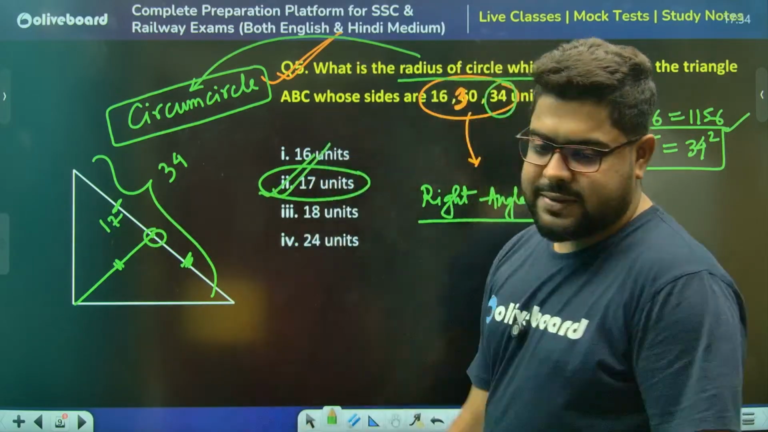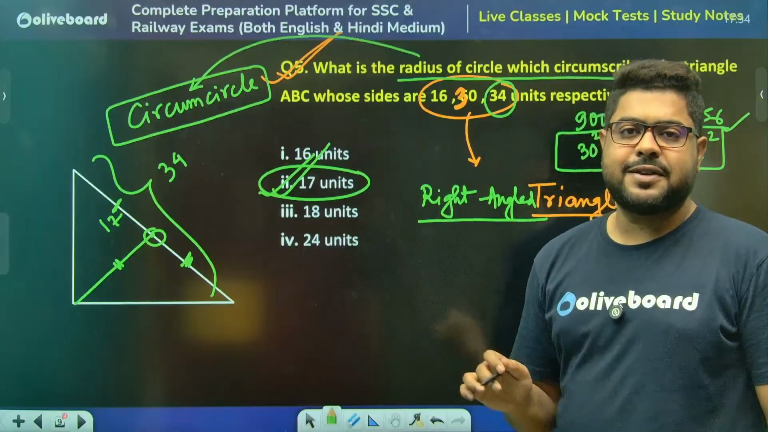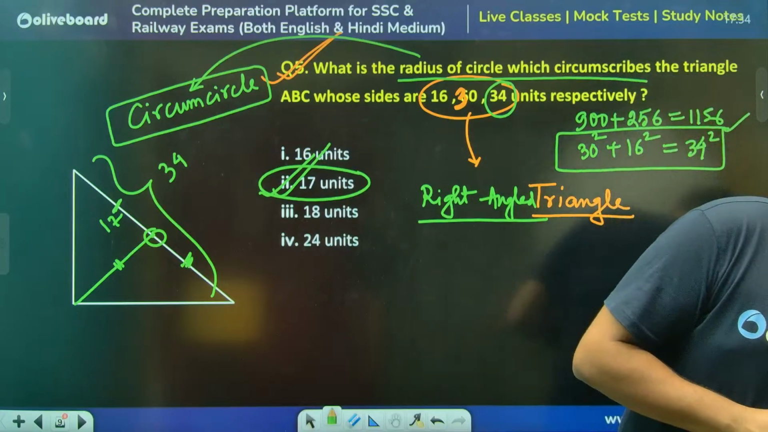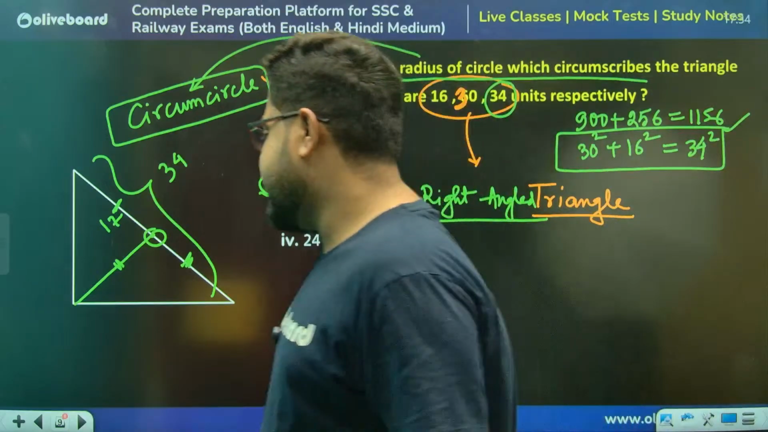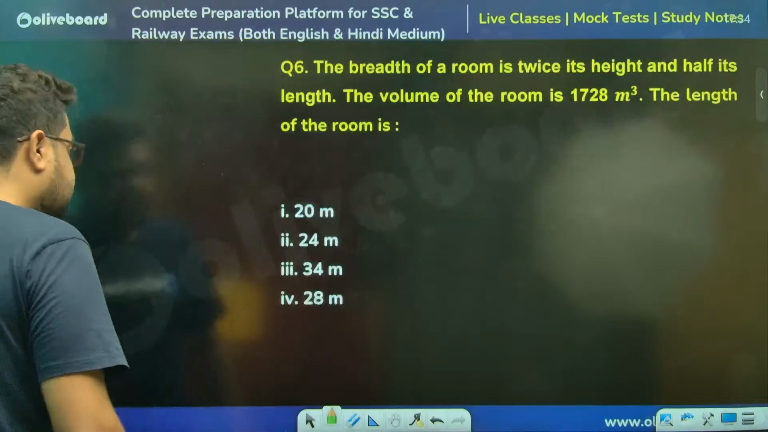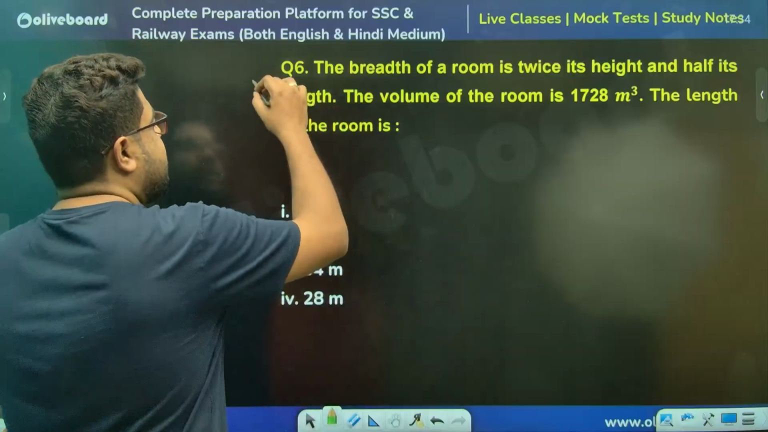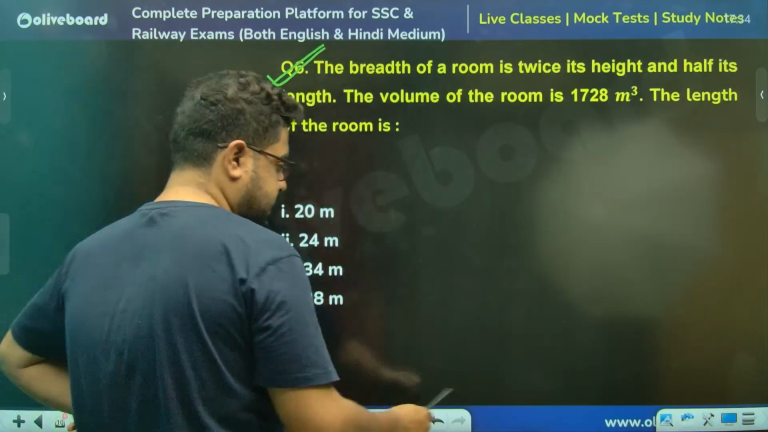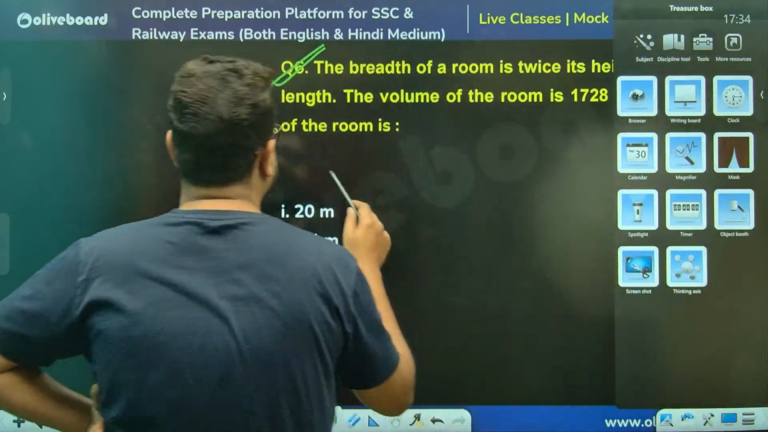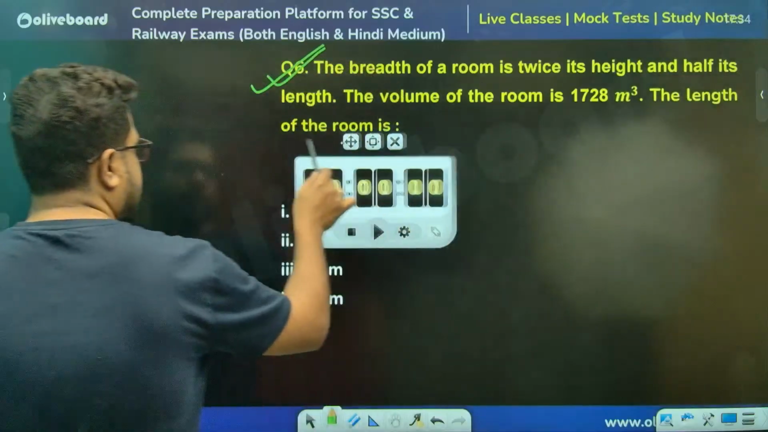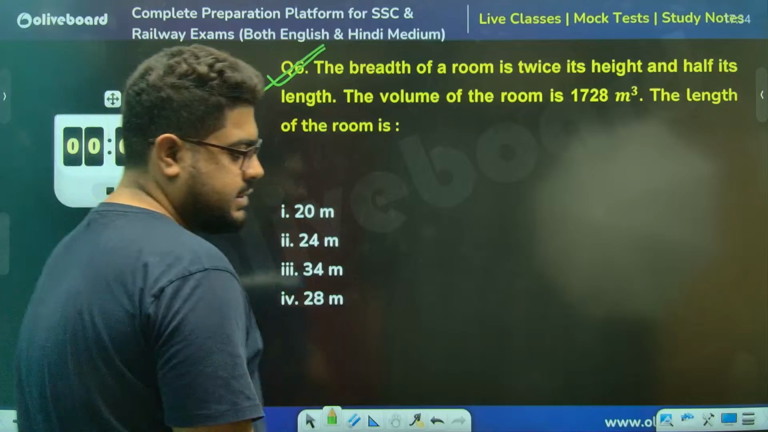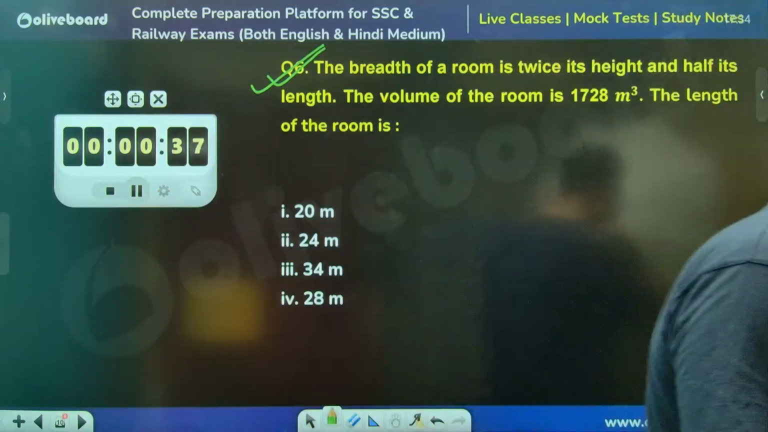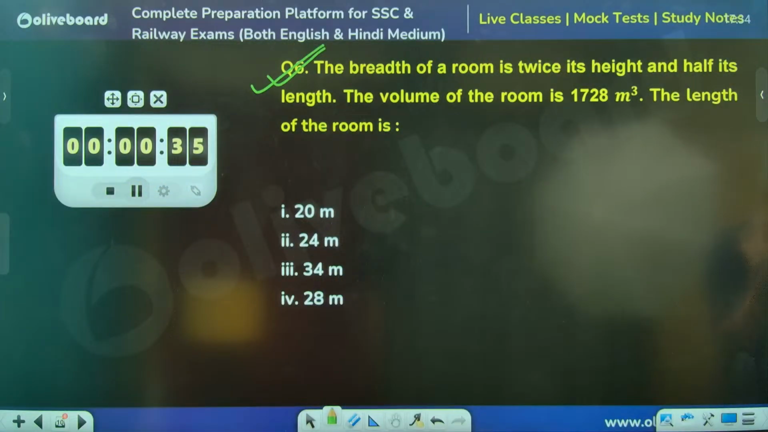Look, nothing needed to be done. All about concept, sir. All about concept. Perfect. Yes, Sanidhya, right angle triangle. Sir, a 2D mensuration question has come. 40 seconds, quickly. Solve this, sir. Everyone solve this.